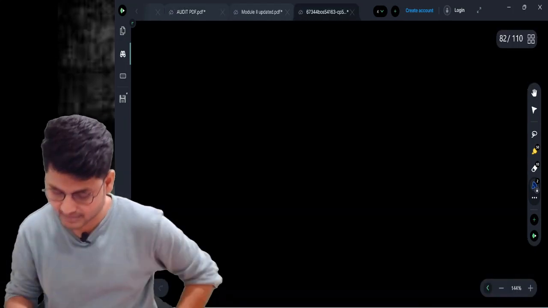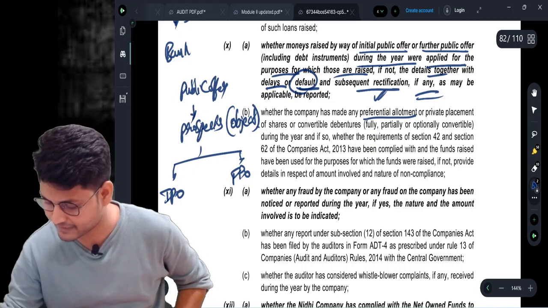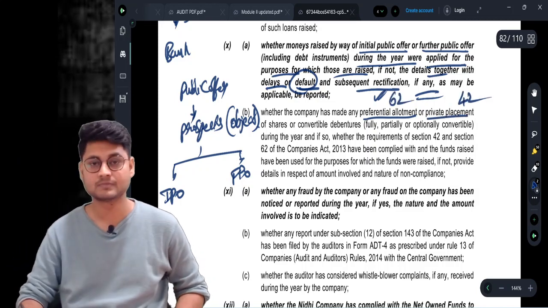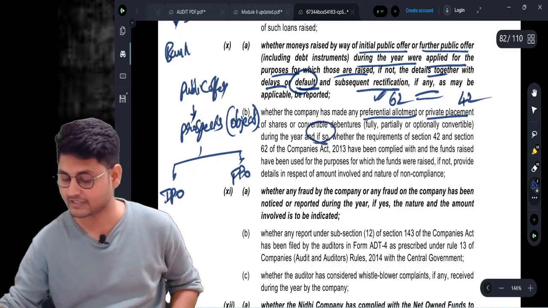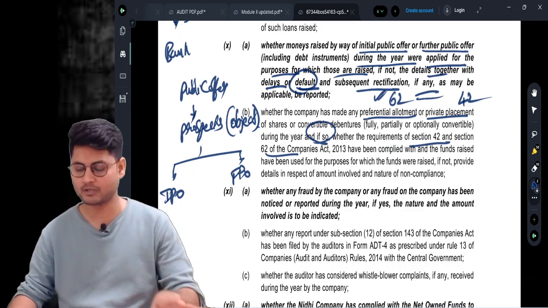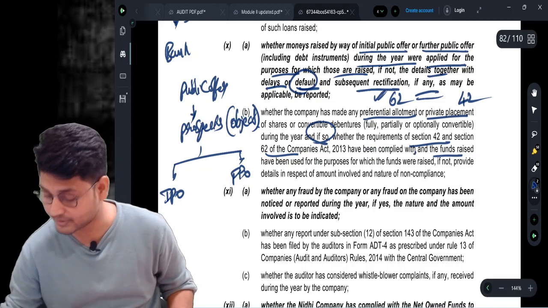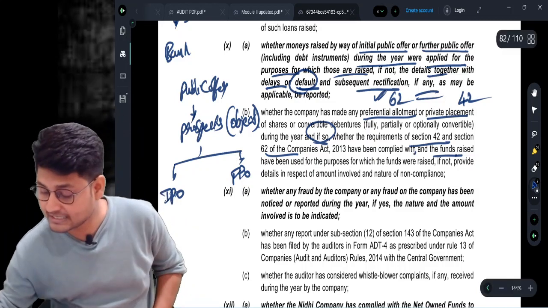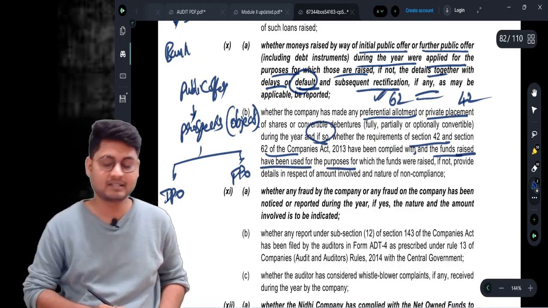See this. Whether the company has made any preferential allotment, which is 62, or private placement, which is 42, allotment during the year. If so, whether the requirements of 42 and 62 are complied with. If they are complied with, no problem. The clause is not yet over. And the funds raised have been used for the purposes for which the funds were raised.